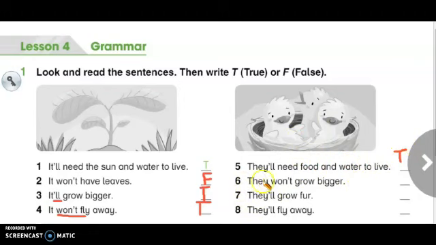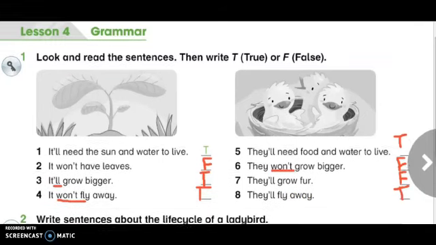Number 6. They want to grow bigger. No, this is false about baby birds. So here we have to write F because this sentence is false about baby birds. Number 7. They'll grow fur. No, this is not true about baby birds. So here we have to write F, false. And number 8. They'll fly away. Excellent. Also, this is true about baby birds.